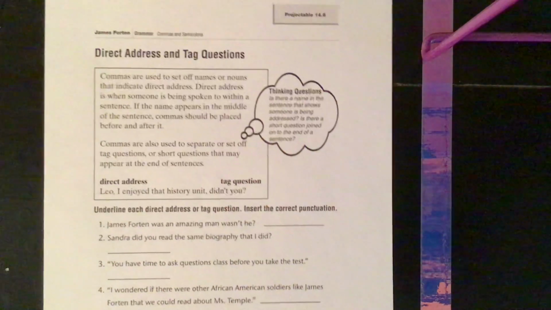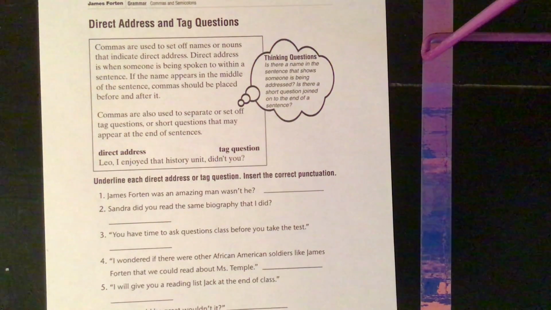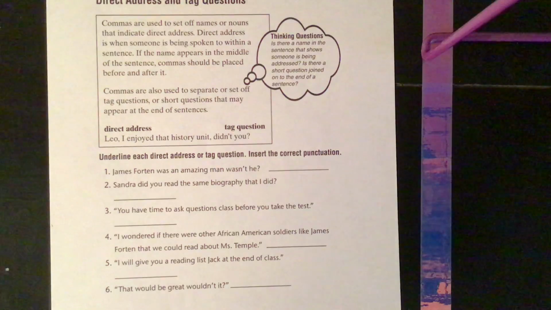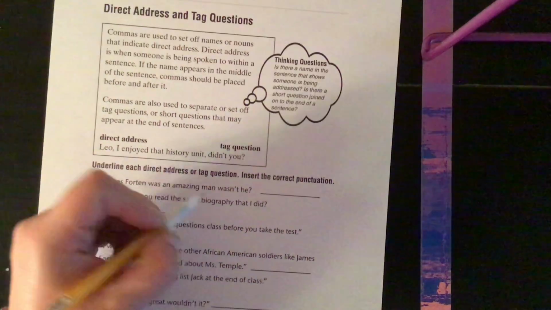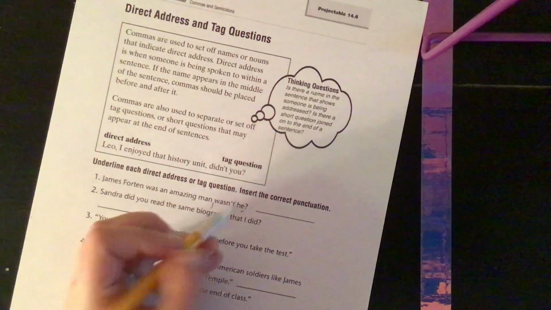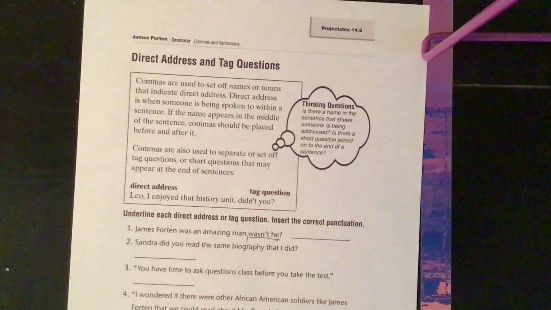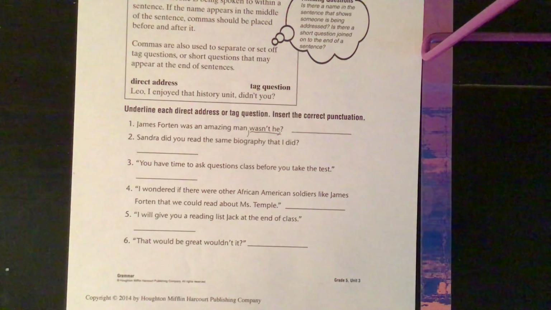And last but not least, we have direct address and tag questions. So we are going to underline each direct address or tag question and then insert the correct punctuation. Number 1: James was an amazing man, wasn't he? Here is our tag question, wasn't he? James was an amazing man, comma, wasn't he? There again, there's going to be a natural pause.